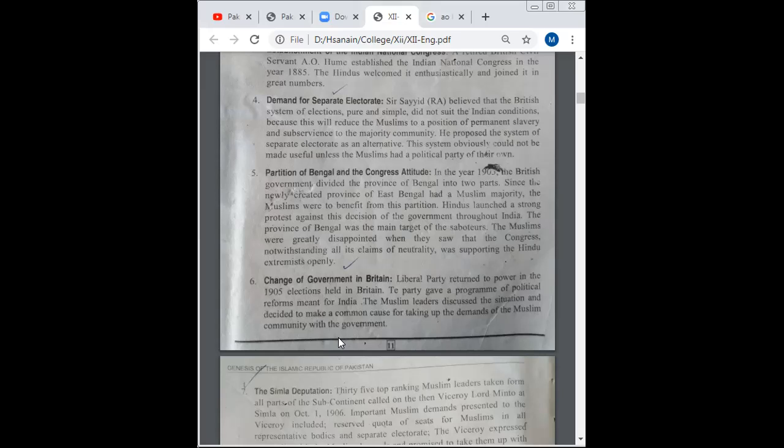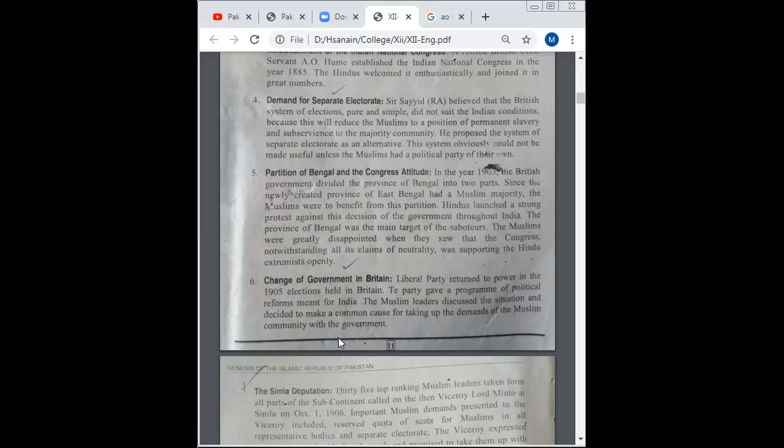Muslims were in the majority in the east part, and Hindus were in the majority in West Bengal. That partition was suitable for the Muslims. And when Hindus realized that, they started a movement against the partition of Bengal.